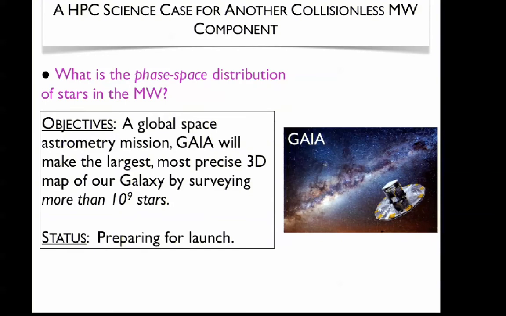There is another HPC case for another collisionless Milky Way component, and that's stars. And so you can ask, and I think we should ask, what is the phase space distribution of stars in the Milky Way? Why is this relevant? Because of the satellite called Gaia. Its status is preparing for launch. If you go to the ESA homepage, the objective is a global space astrometry mission. Gaia will make the largest, most precise 3D map of our galaxy by surveying more than a billion stars. Our best simulations of Milky Way type galaxies today, which include gas and stars, typically have a few million stars. They are really insufficient to interpret the avalanche of data that we'll be getting in a few years.